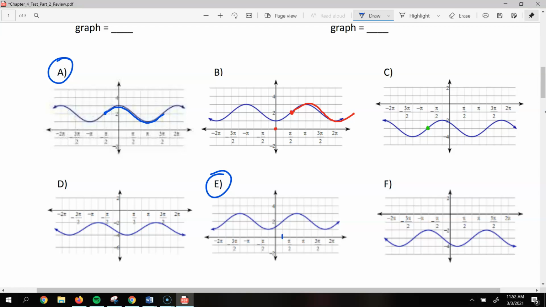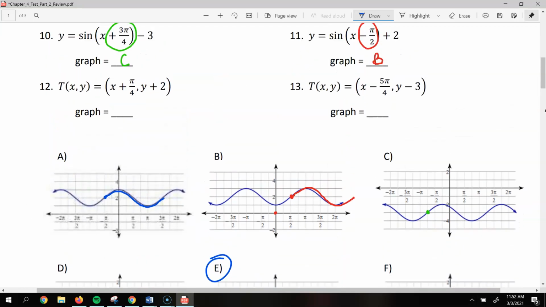So E, remember, each one of these dash marks represents 1/4 of pi, or pi over 4. And so, yeah, we got to the right pi over 4 units, and then up 2 units. So your only possibility for that one would be E.